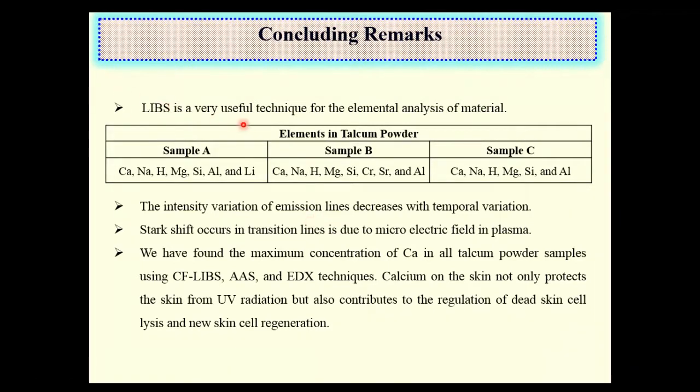We have seen that LIBS is a very useful technique for elemental analysis of a material. For sample A, we found these emission lines: calcium, sodium, hydrogen, magnesium, silicon, aluminum, lithium. For sample B, we found calcium, sodium, hydrogen, magnesium, silicon, chromium, strontium, aluminum. While for sample C, we found calcium, sodium, hydrogen, magnesium, silicon, and aluminum.